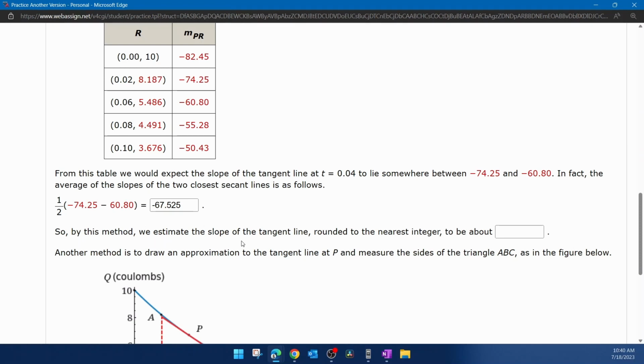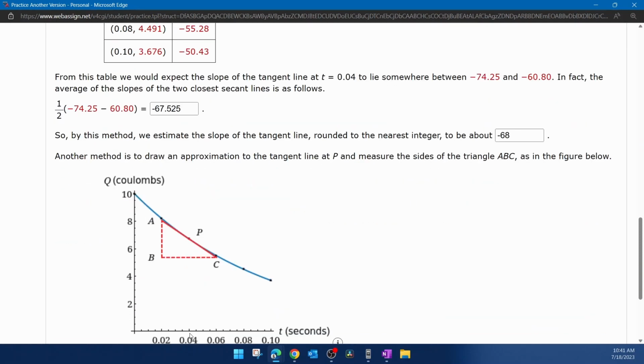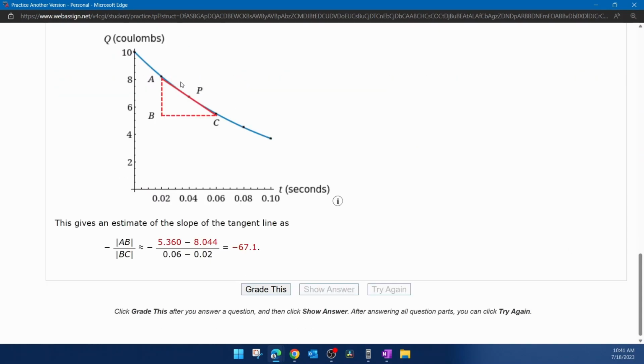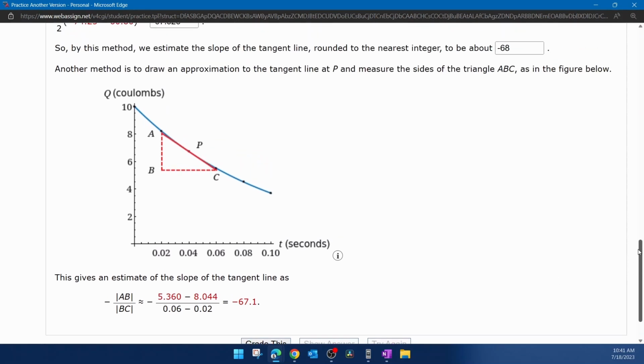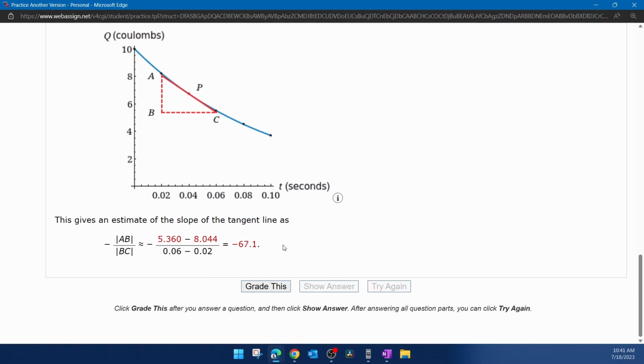It says, so by this method we estimate the slope of the tangent line rounded to the nearest integer. So that 5 is going to round that up to a negative 68. Negative 68 estimated to be the slope of the tangent at 0.04. So if we scroll down to the graph, at that point, we're estimating the slope to be negative 68. And then it says this gives an estimate of the slope of the tangent line as, and then they've shown us a calculation here, which is close to what we had.